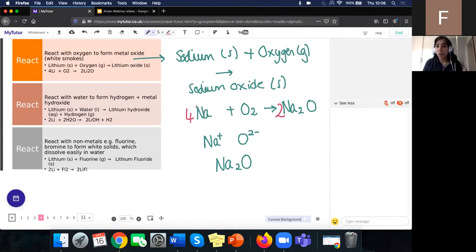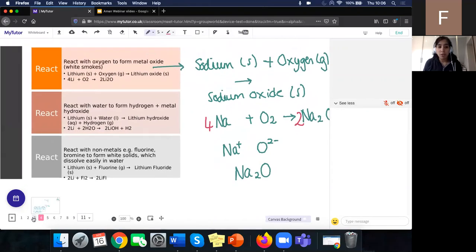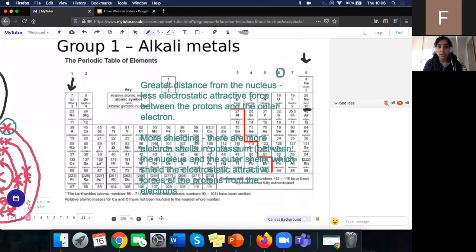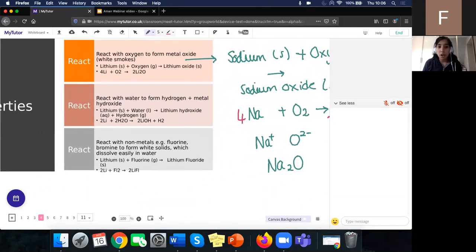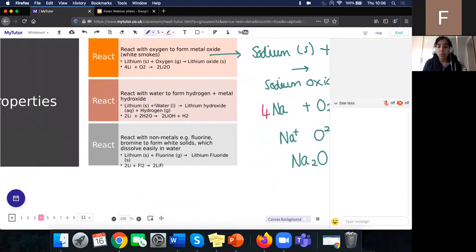And it's the same for all the alkali metals. So if you go back, our alkali metals here are lithium, sodium, potassium. So you'd have to know how to do potassium plus oxygen as well. Okay, the next reaction is the harder one. It's the one where we react with water.